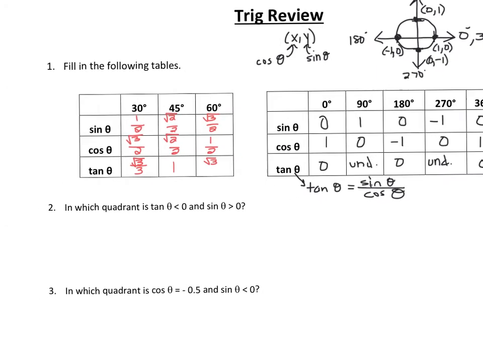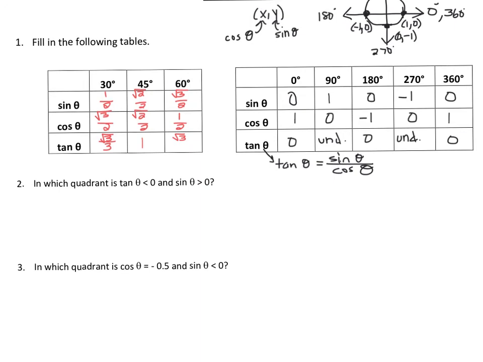Okay, so let's take a look at the next one. It says, in which quadrant is tan less than 0? So this means that tan is negative. I'm just going to put a negative symbol there. And it says sine is greater than 0, so sine is positive.